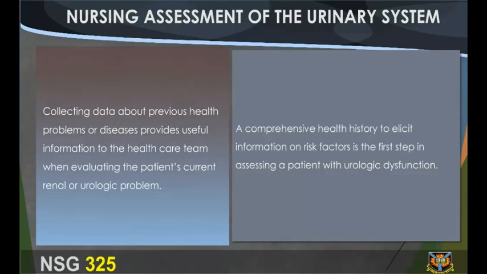Nursing assessment of the urinary system. Collecting data about previous health problems or diseases provides useful information to the healthcare team when evaluating the patient's current renal or urologic problem. A comprehensive health history to elicit information on risk factors is the first step in assessing a patient with urologic dysfunction.